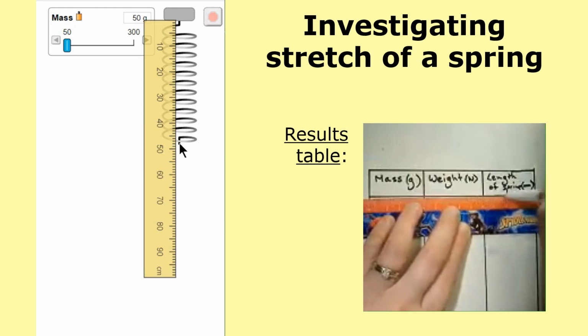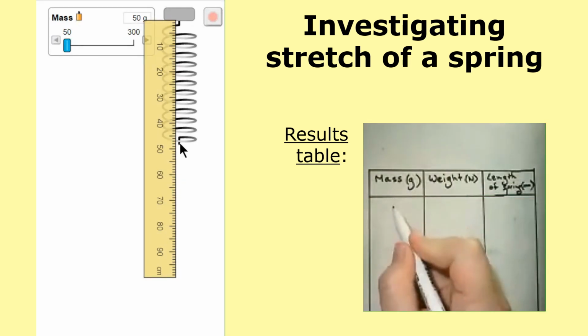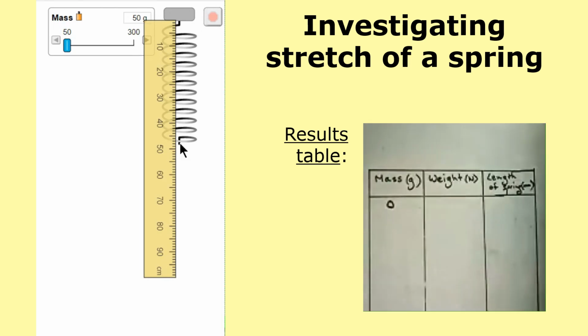Our first mass is going to be 50 grams. In fact, no, our first mass will be 0 grams. So we are going to measure the length of the spring when there is no mass added at all. We're then going to add a 50 gram mass. Then we're going to add another 50 grams, so that's a total of 100 grams. Then 150, 200, 250, and we will go up to 300 grams.